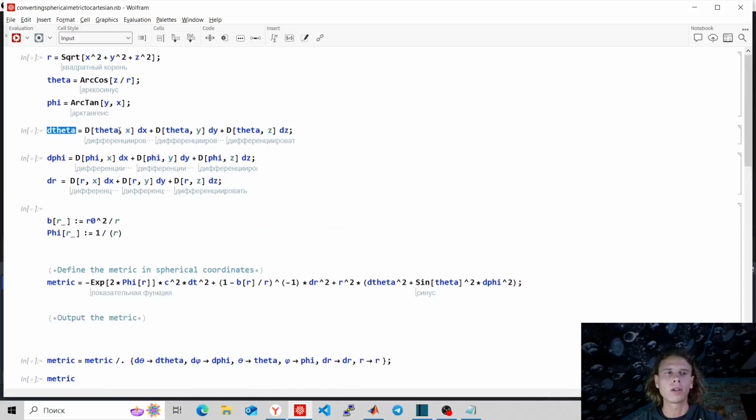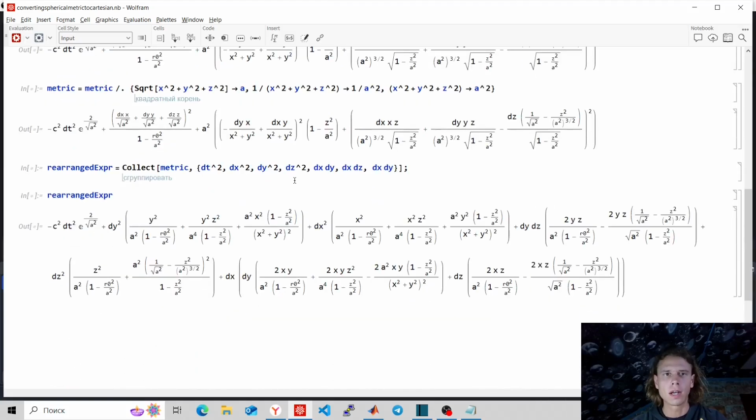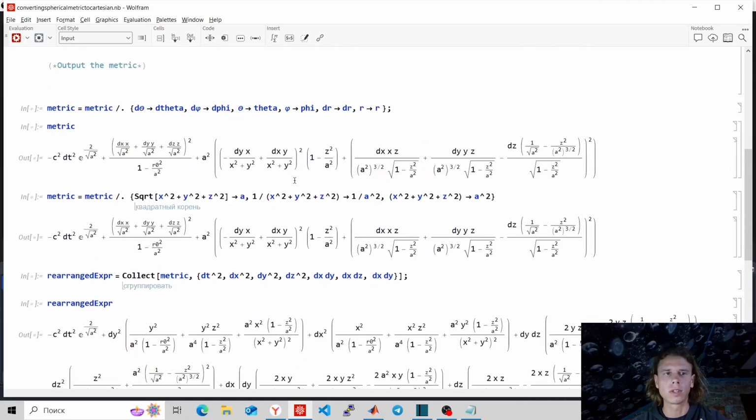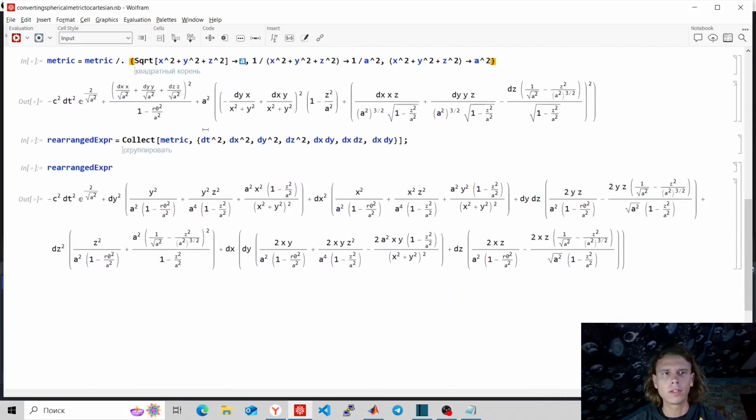And because they are right now written using Cartesian coordinates, I can do this transformation, and here it is. Then for convenience, I replace these values with a, which is just a radius, and so on. And then I rearrange my metric into this form where I can pick components, for example, dt and d. So this is gtt, gyy.